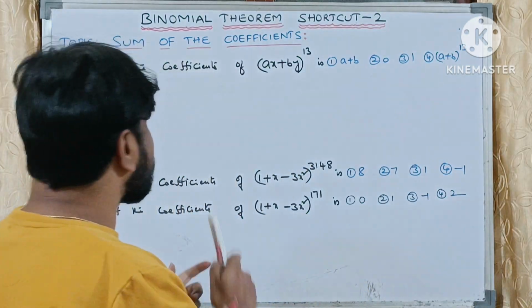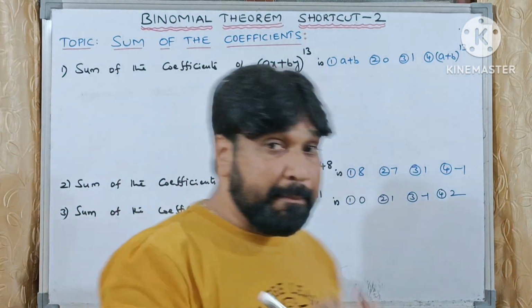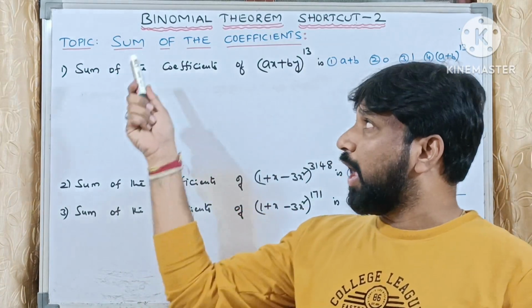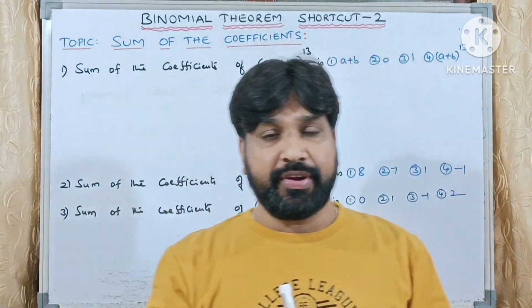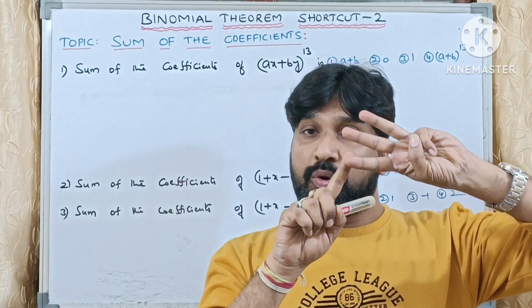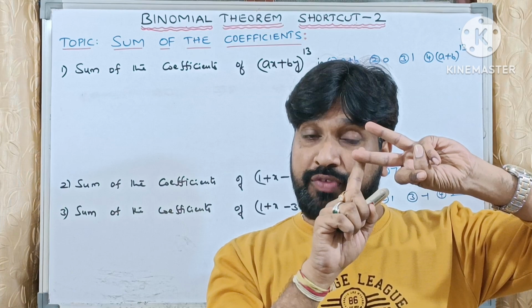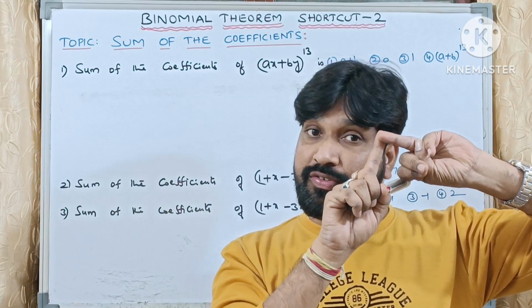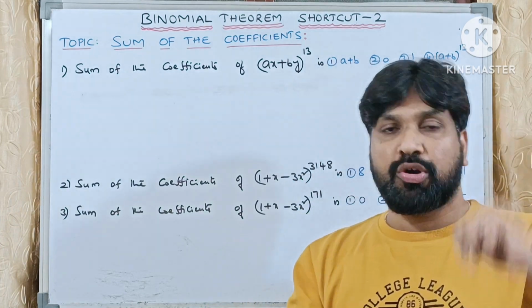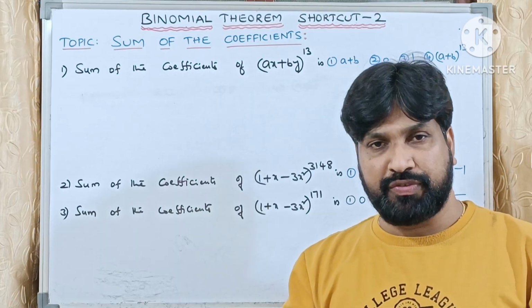Today I am going to discuss binomial theorem shortcut number 2. Today's topic is sum of the coefficients. Actually the topic name is sum of the coefficients, but I am going to reveal today there are 3 shortcuts. One is how to do sum of the coefficients, the second is sum of the coefficients of even powers, and the third is sum of the coefficients of odd powers. These 3 shortcuts in this video I will reveal, friends. So please watch till the end of the video.